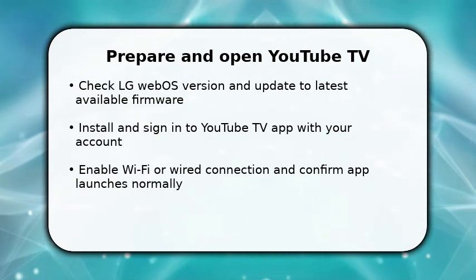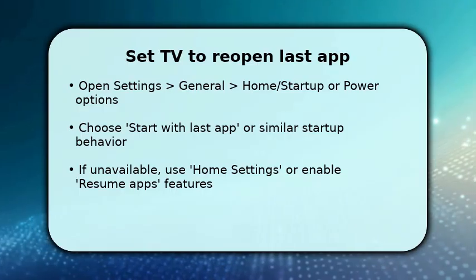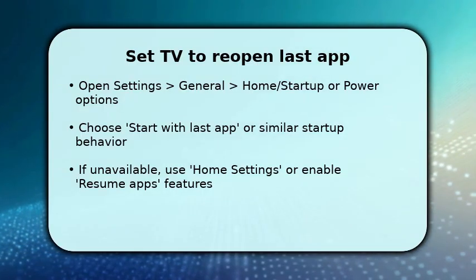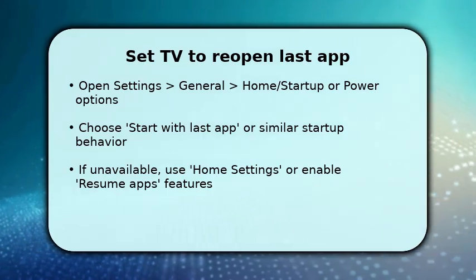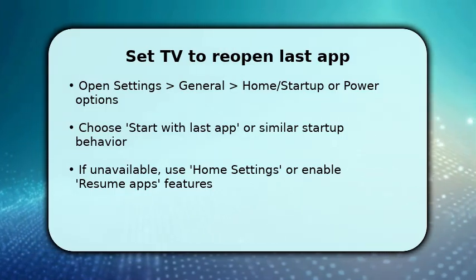Next, change the startup behavior so the TV reopens the last used app. Go to Settings, then General or Power/Startup options. Locate the startup preference and select Start with Last App or Resume Apps. Once set, the TV will load whatever app was active when you turned it off.